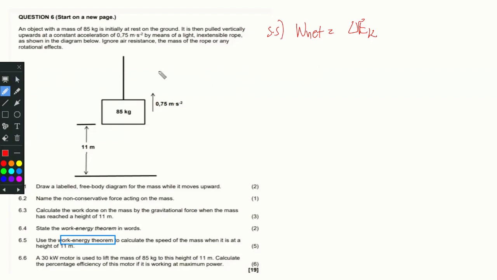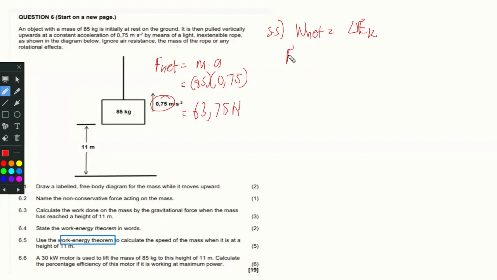With the F net, we can say F net is equal to M times A, because we already have the acceleration. And then this is 85 multiplied by 0.75, from Newton's second law. Bear with me. This is 85 multiplied by 0.75, which is 63.75 newtons.